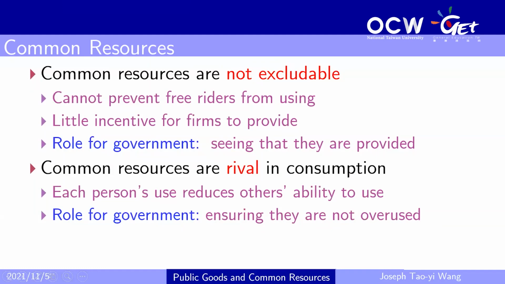And so that means that there's a free rider problem, people can use it without paying, and so that's the overall issue. But the difference between public goods and common resources is that when you have common resources, you have the additional problem that it's rival in consumption. All right, so let's take a look.